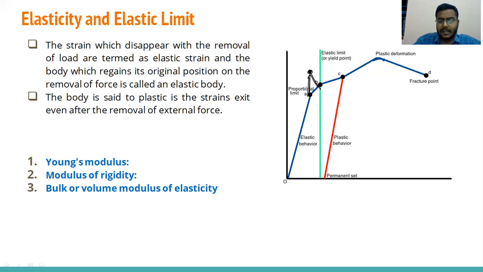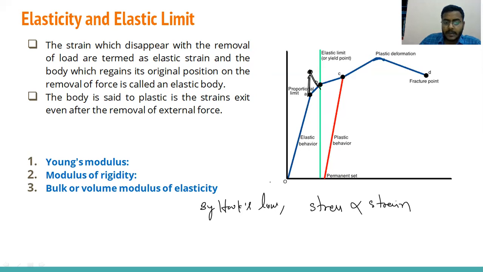So within the elastic limit, you will find there is a linear variation between strain and stress. We call this Hooke's law: stress is proportional to strain. It is very important. Just note down that we are working here within the elastic limit.